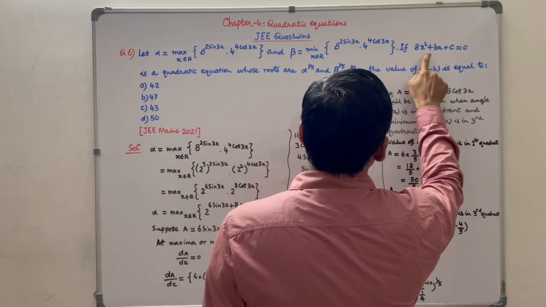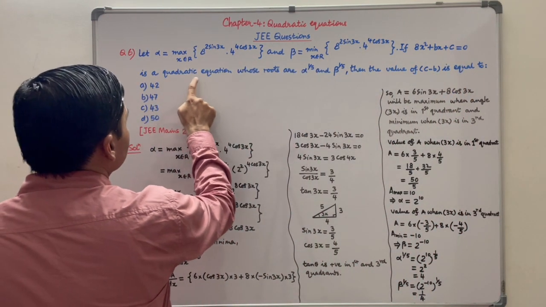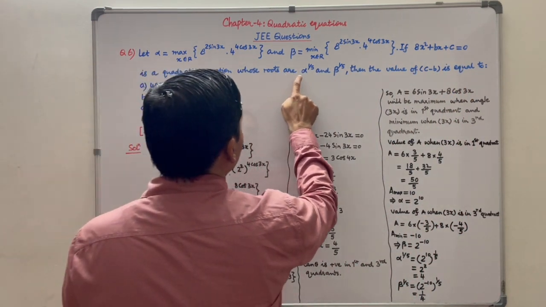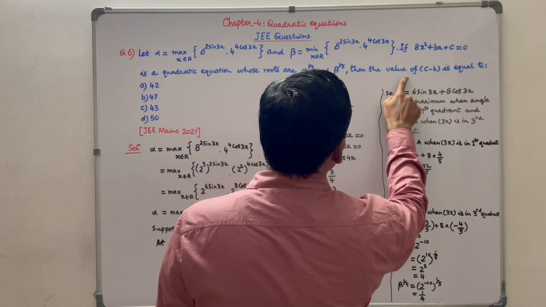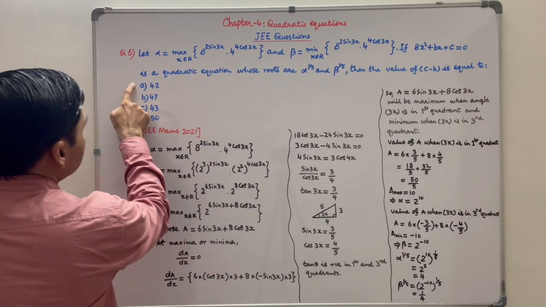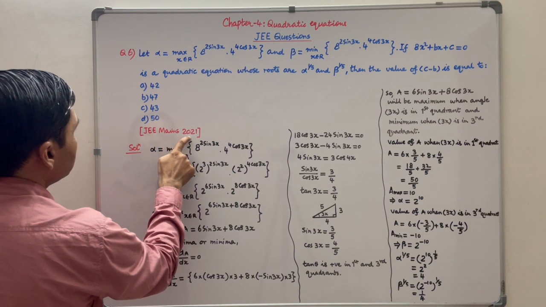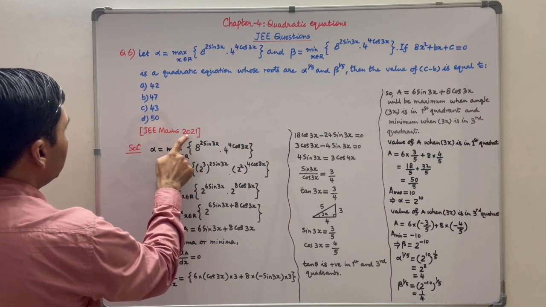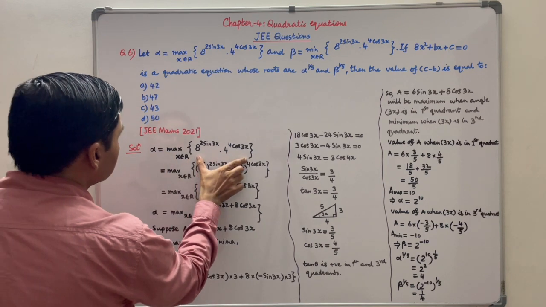If 8x² + bx + c = 0 is a quadratic equation whose roots are α^(1/5) and β^(1/5), then the value of c − b is equal to. These are the options given. This question was asked in JEE Mains 2021. It is given that alpha is equal to the maximum of this.